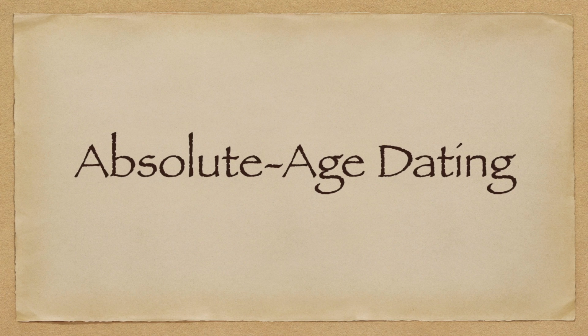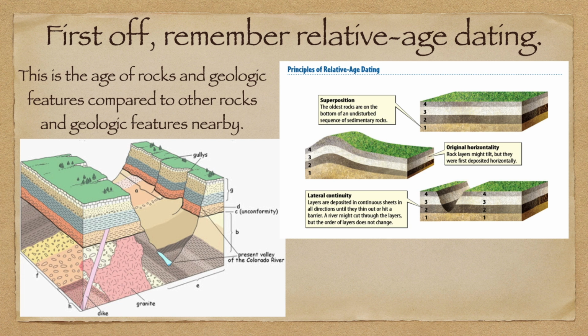Absolute age dating. Before we can talk about absolute age dating, we have to remember relative age dating. Remember, relative age dating is age compared to something else. That's age in relation to something else's age. Geological features, other rocks. We talked about the layers in your laundry basket, your dirty clothes. The further you go down, the stinkier the clothes are, the older they are. The fresher clothes that you might can wear a second time are on top.